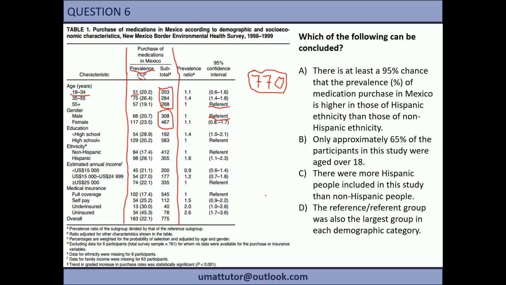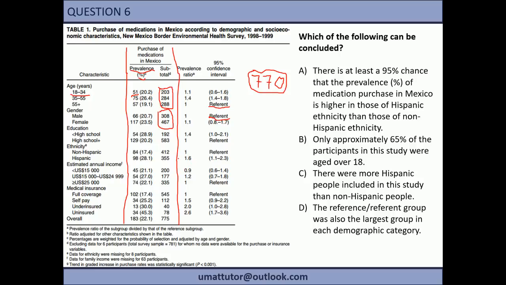With that in mind, let's go through the question and the answers. So which of the following can be concluded? Option A. So we're dealing now with the ethnicity subgroup, and we're saying that the Hispanic group purchased more medication than the non-Hispanic group. And that certainly seems to be the case. We can see that in terms of percentage, they're higher, 28% versus 17. And that's reflected, as you'd expect, in the prevalence ratio.